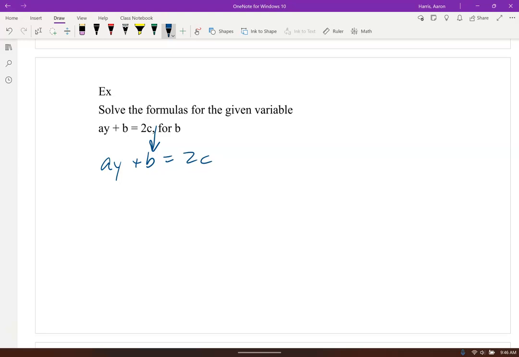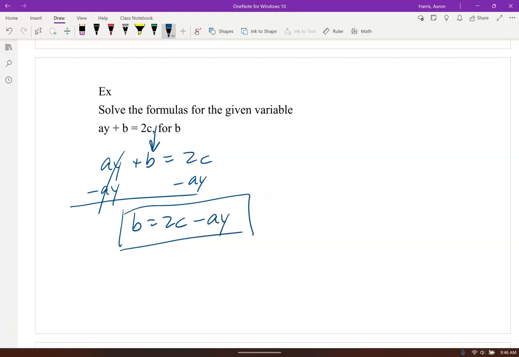So we want to isolate B. We're going to get rid of this AY, so we're just going to subtract AY from both sides. And so we have B equals 2C minus AY. We just solved for B.